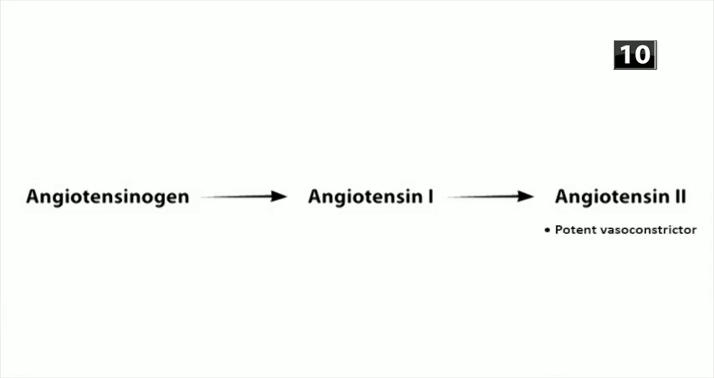It is a potent vasoconstrictor, so it will raise BP all by itself. And angiotensin 2 also stimulates the adrenal glands to secrete aldosterone, which also causes the kidneys to retain sodium and water. And when you retain sodium and water, you increase the intravascular volume, and that also will raise your BP as well.